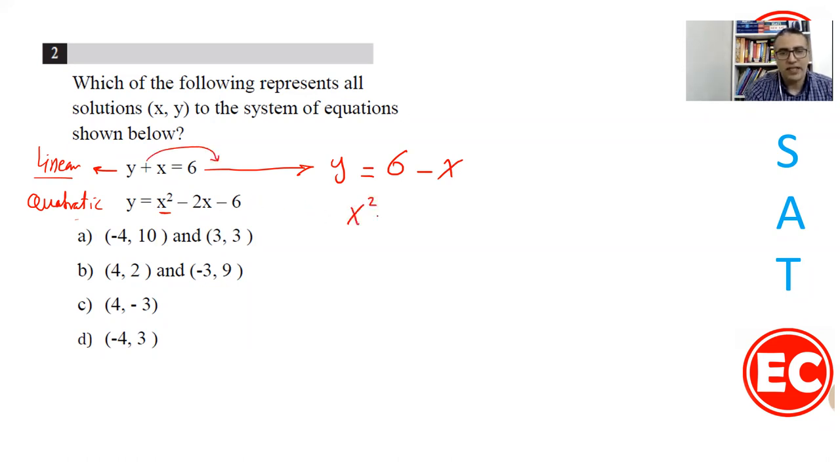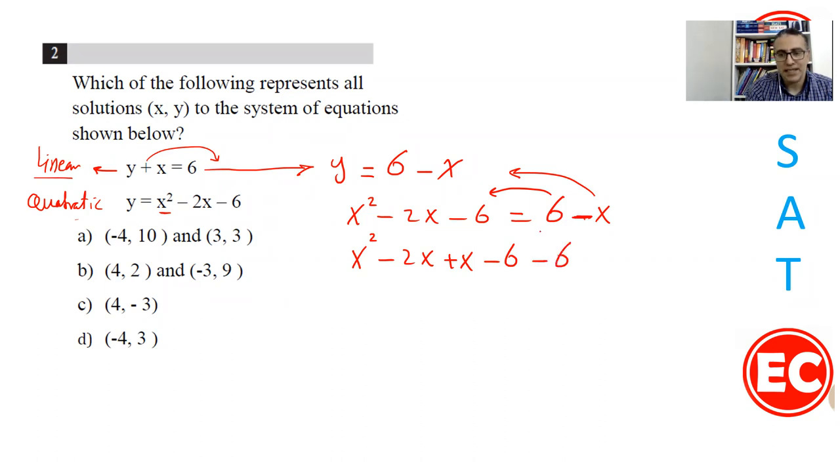So I can write that x squared minus 2x minus 6 is equal to 6 minus x. Then I'm going to move these two terms to the left-hand side. So x squared minus 2x plus x, as it's negative, minus 6, as it's positive here, equal to 0. So it's x squared. Negative 2 and positive 1 give me negative 1x. Negative 6 and negative 6 is negative 12, equal to 0.